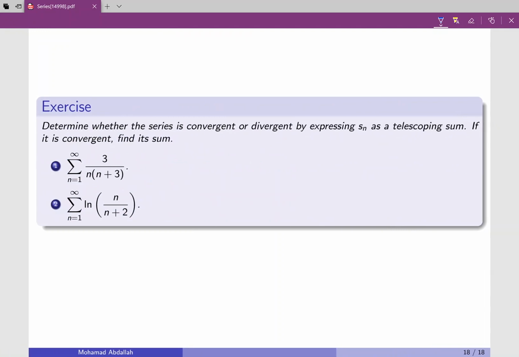Here is another exercise that I recommend you try, and then you can ask me if you have any questions. Try it, it's telescoping. See how you can use partial fractions to decompose it. This is telescoping, and this is telescoping as well. These two are telescoping. In both of them, I recommend you write the partial sum and try to see what's canceling out and what's left. So try to find a formula for S_n and then take the limit when n approaches infinity.